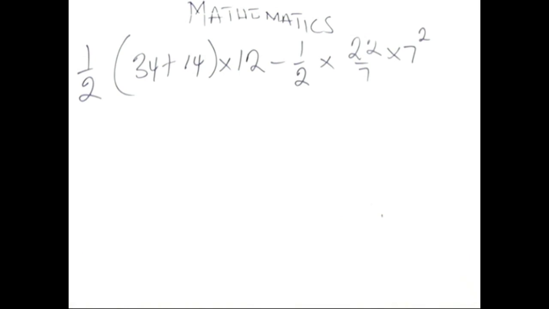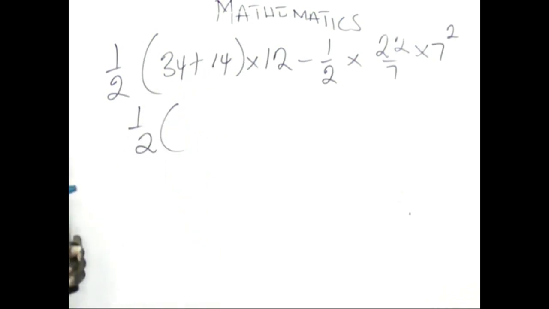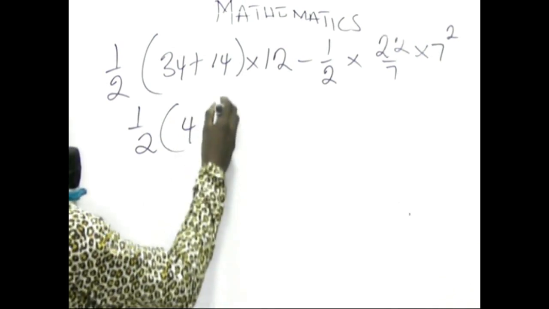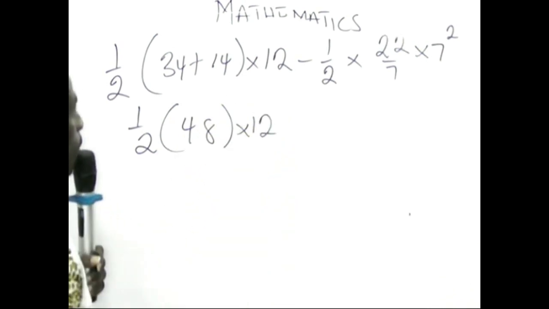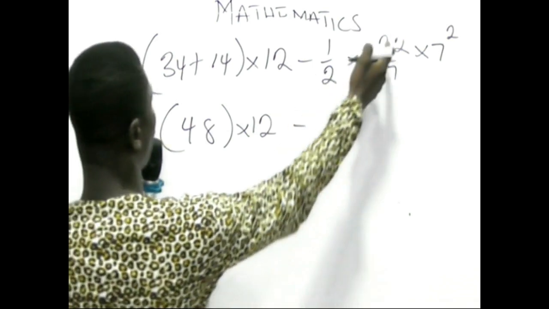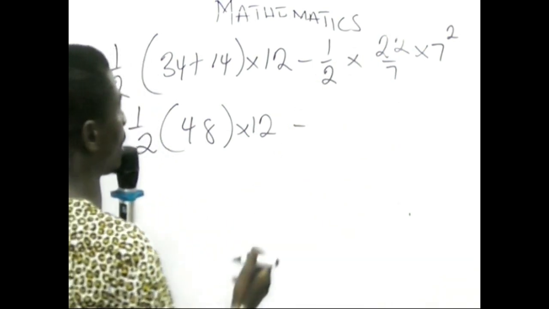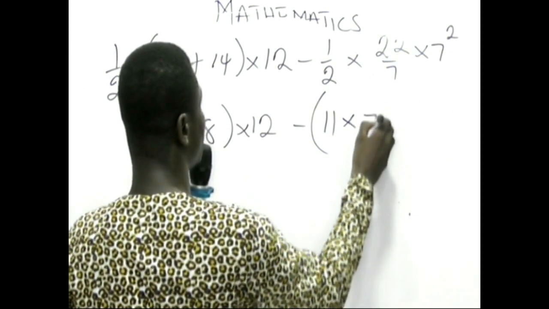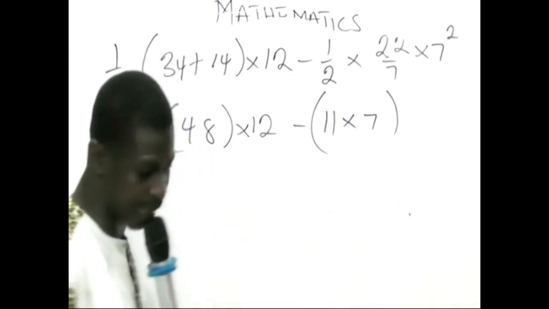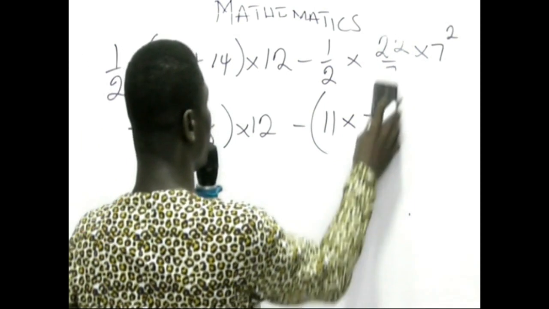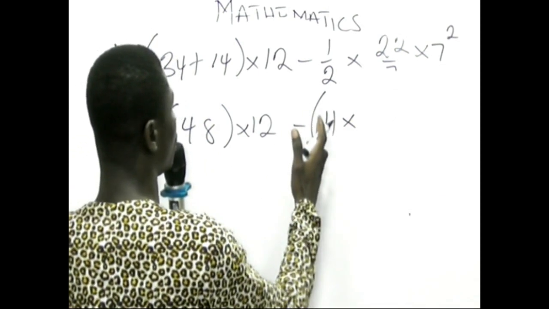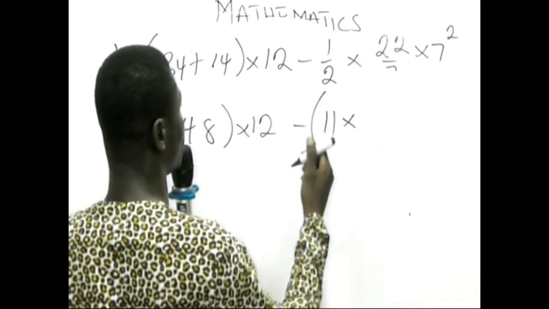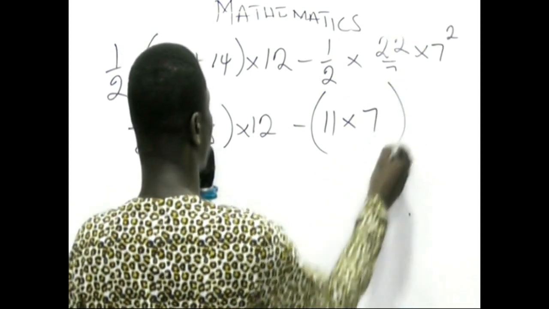From here, we do the ones in a bracket first. So we have half of this and this, 34 plus 14 gives me 48, times 12, minus half of 22, which is 11. Then this one will give me times 7. Or let me simply make it 11 times 7. Yeah, let me make it that way.